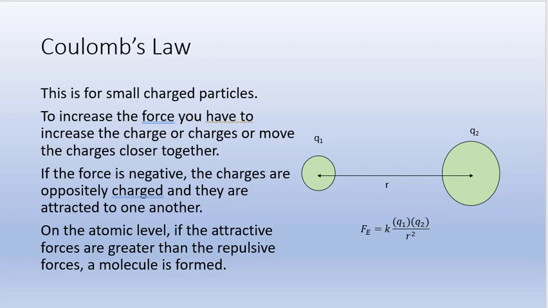And like I said before, if that force ends up negative, then the charges are oppositely charged because it's a negative times a positive, and they're attracted to each other. And on the atomic level, if the attractive forces are greater than the repulsive forces, so it's pulling together, then a molecule is formed. So this kind of gives you the basic idea behind how chemical bonding happens.